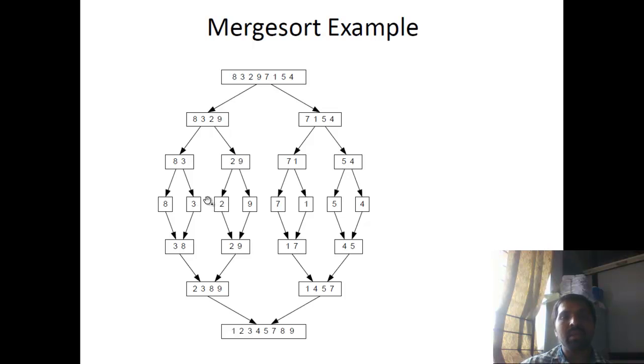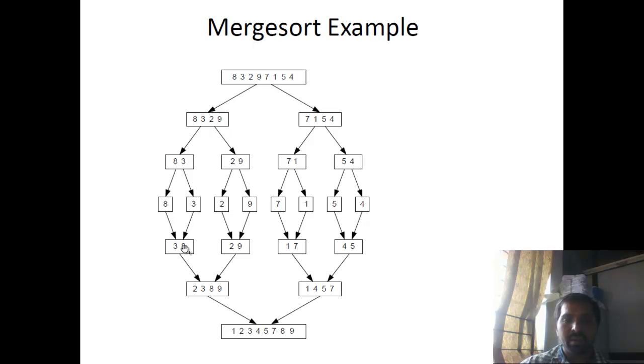We cannot combine because 3 is a different subproblem from this other problem. So that's why, 3 and 8. Comparing 8 and 3, 3 is smaller, so first we make 3 here and then 8. Then again we can combine 2 and 9. 2 is smaller, then 9. Next, 7 and 1: 1 is smaller, then 7. Next, out of 5 and 4, 4 is smaller, so 4 and 5. So now we have the solution for this level.